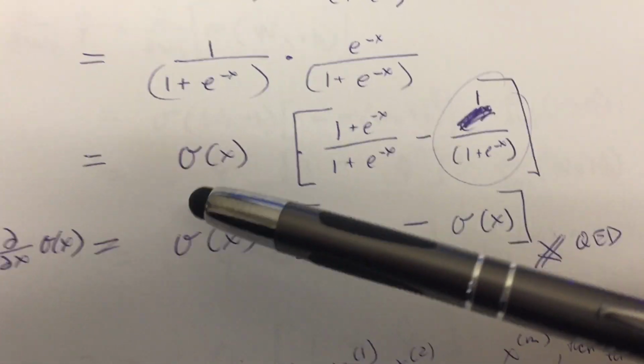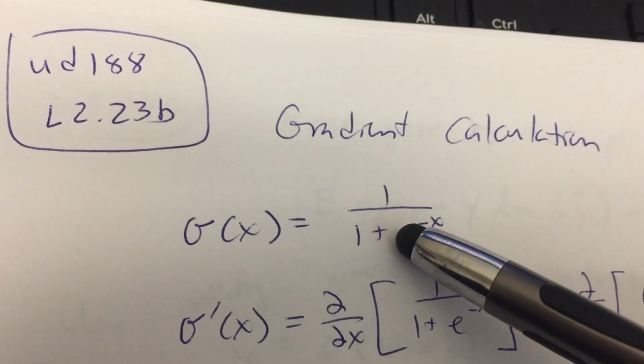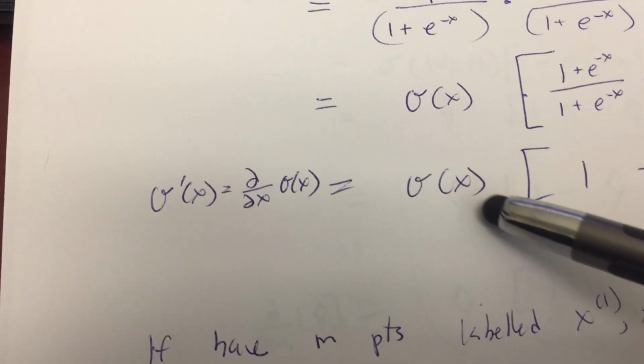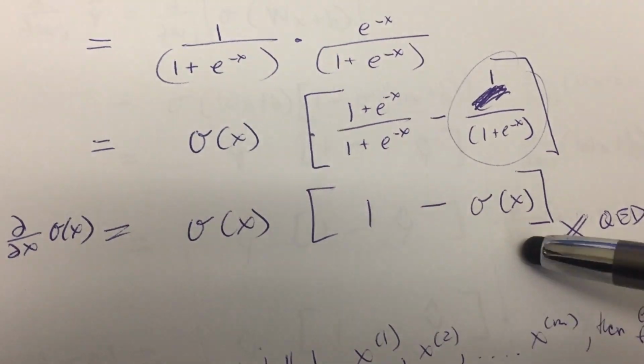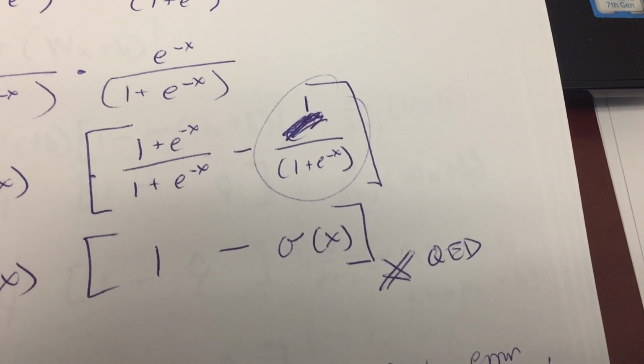So that proves that the derivative of this sigmoid is equal to itself times 1 minus itself. QED, thus it is shown.